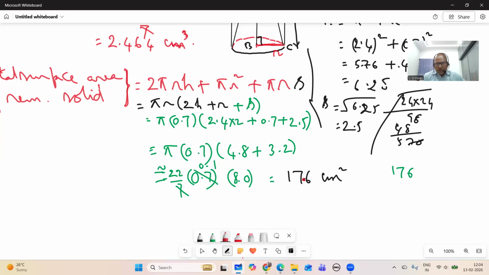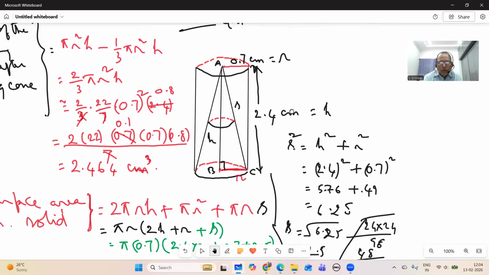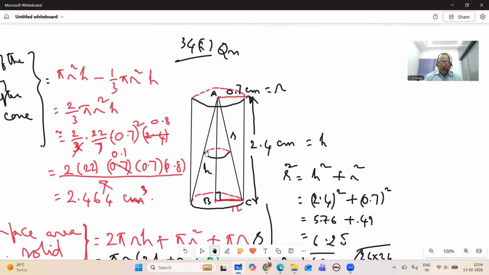Okay, so this completes. So what we have done, we are given a cylinder of height 2.4 centimeters and radius 0.7 centimeters. And out of this cylinder, a cone is carved out of the same height as that of the cylinder and of the same radius as that of the cylinder. Okay, a cone is carved out. Let that cone be this one. Okay, so the cone and the cylinder have the same height. It is h equal to 2.4 centimeters.